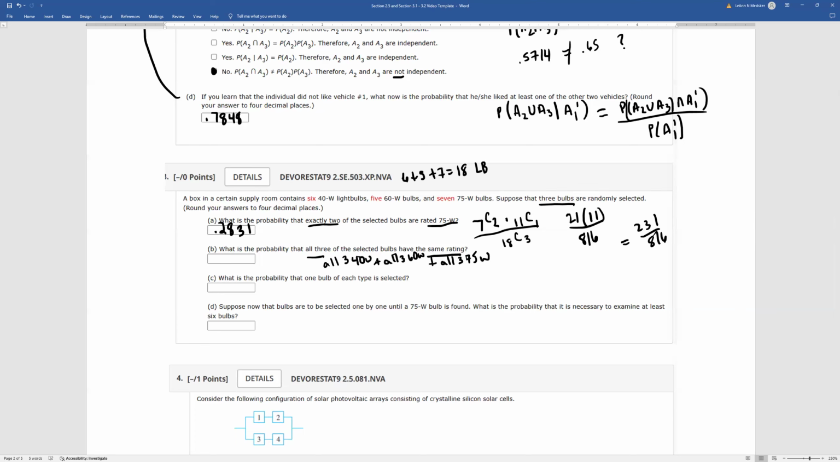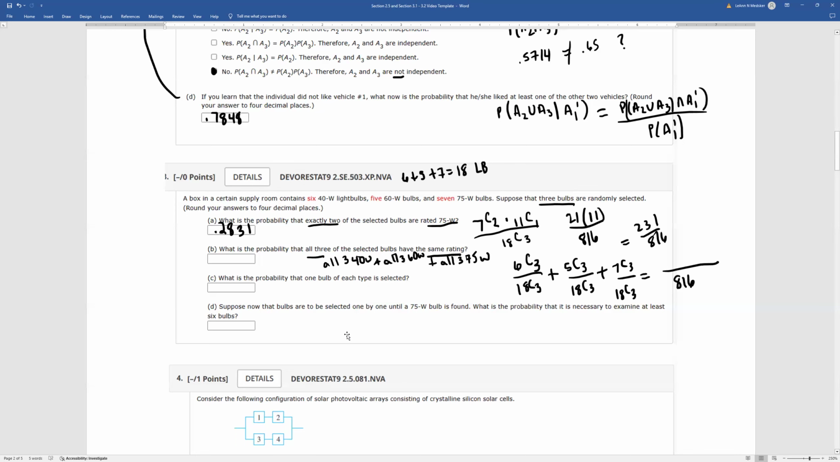Okay, so let's start with the first group. So we have 6 40 watts. We're going to choose all 3 of our set of 3 from them, and that'll be 18, choose 3 still on the bottom. Plus, we could choose all 3 from the 60 watt bulbs, so that would be 5, choose 3 over 18, choose 3. Or we could choose all from the 7 75 watt bulbs, so that'd be 7, choose 3 over 18, choose 3. Now notice the denominator each time is going to be 816. So I'll just put my answers up here on the top to add together.